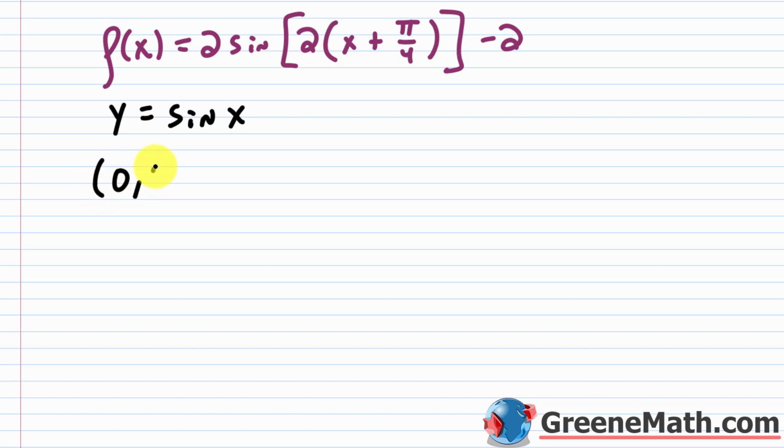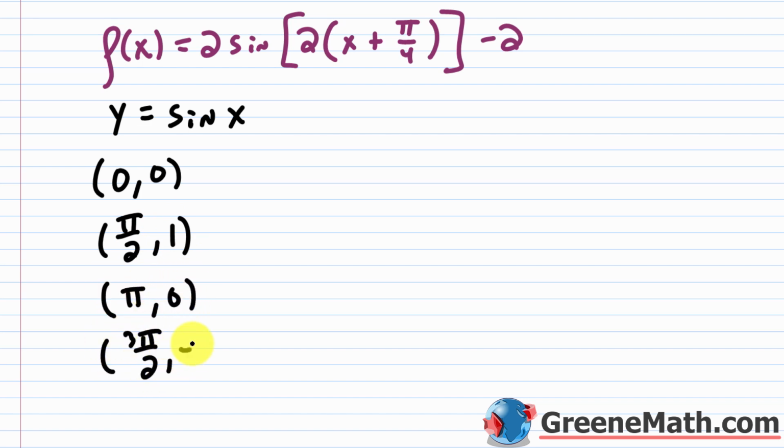So we have 0, 0. We have our pi over 2, 1. Then we have pi, 0. Then we have 3 pi over 2, -1. And then lastly, we have 2 pi, 0. So you have your x-intercept at the beginning, the middle, and the end. That's very important to remember.